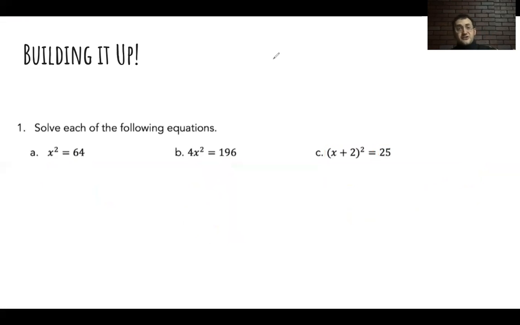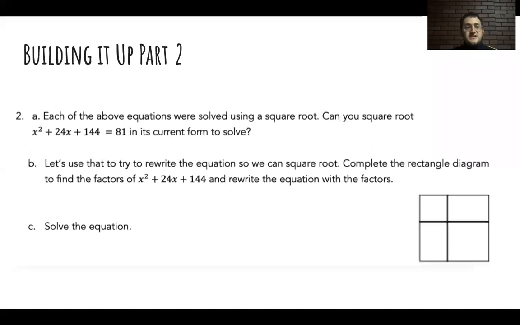Okay, so let's look at a completing the square type of example. So this builds to our completing the square. On 2a, this says each of the above equations were solved using the square root. So like our previous examples, can you square root x squared plus 24x plus 11 equals 81 in its current form to solve? And the answer to that is actually no. So we're going to try to rewrite the equation so that we can square root.